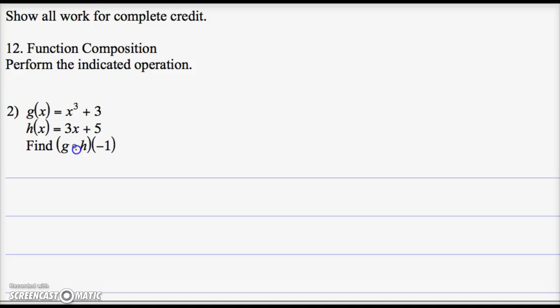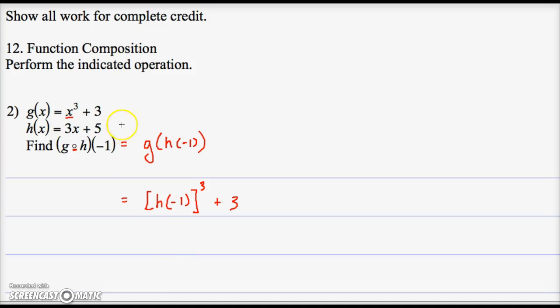So this little symbol means I'm composing these two functions, g composed with h of negative 1. So this is the same thing as writing g of h of negative 1. So as before, this is saying, okay, take whatever function g is, and that says take my input, cube it, and add 3 to it. So I could rewrite this as take my input, which is h of negative 1, cube that, and add 3 to it. Okay.